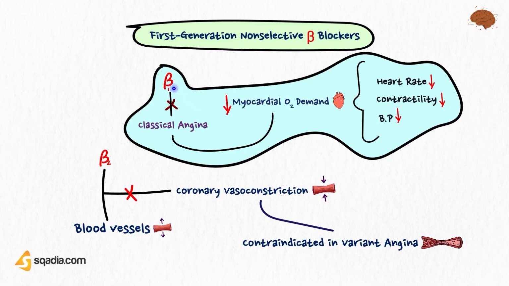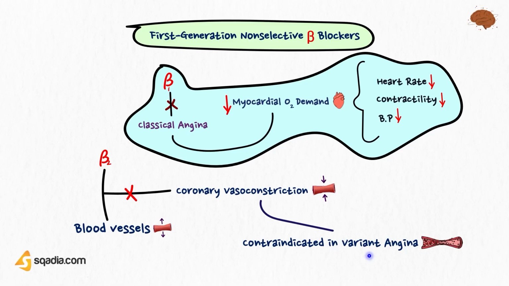Beta 1 blockers are given in classical angina to decrease myocardial oxygen demand. When the heart rate, contractility, and blood pressure are reduced, myocardial oxygen demand is reduced, and decreasing the myocardial oxygen demand eases the symptoms of classical angina. But these non-selective beta blockers are contraindicated in variant angina.